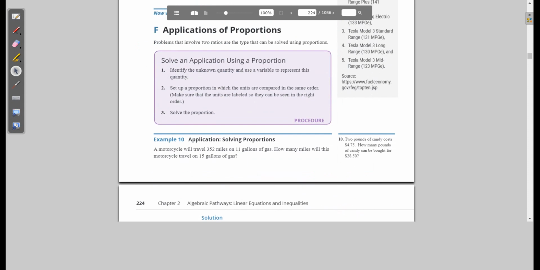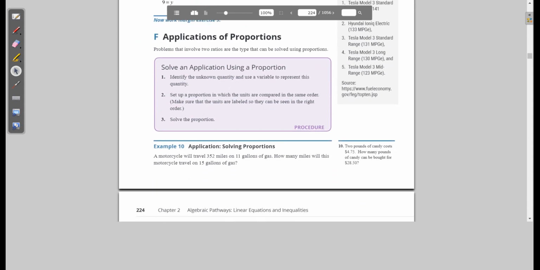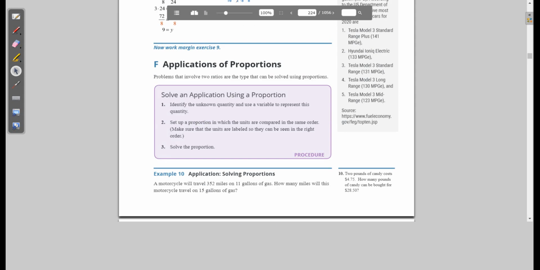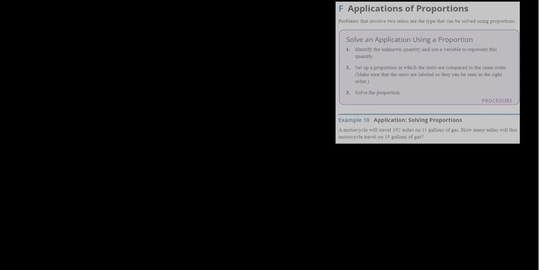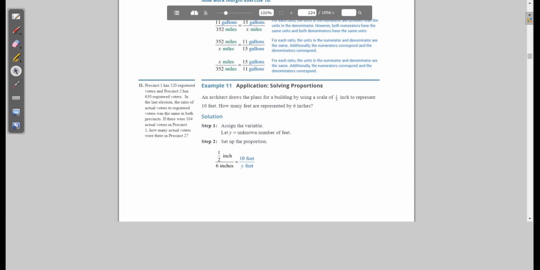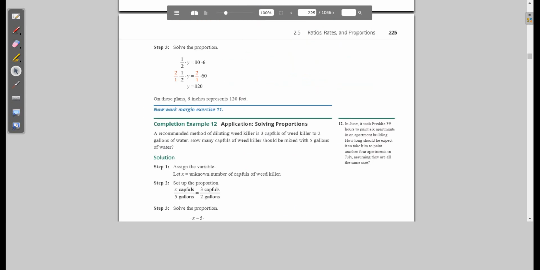And then applications, and always go to applications because we have to see how this kind of translates into a real world problem here. I'm pretty sure this might be the last example. I'm going to look just for my sanity's sake. Yeah, just one more.